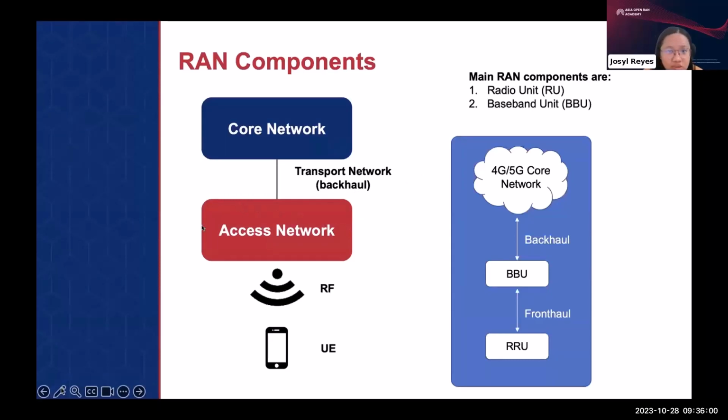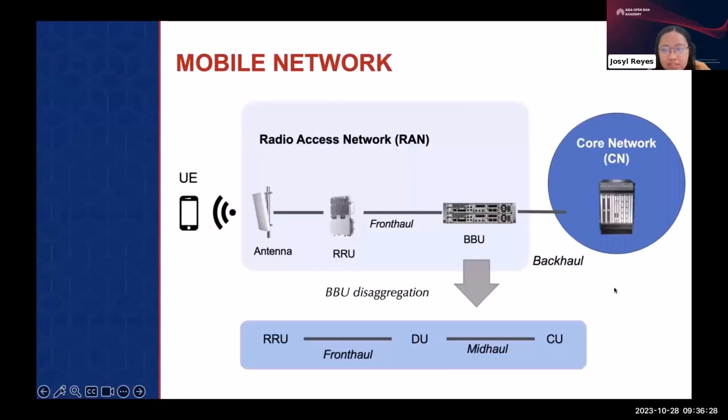Pag tinignan po natin yung loob nitong access network, ito po yung main components natin: the baseband unit and the remote radio unit. And earlier we already showed that nung naghiwalay itong dalawang to, na-introduce yung ating front haul na interface. So may backhaul tayo sa likod, yung papunta sa core, yung front haul naman, yung papunta sa remote radio unit. Okay, napakita din to in the previous course yung different interfaces and different components.